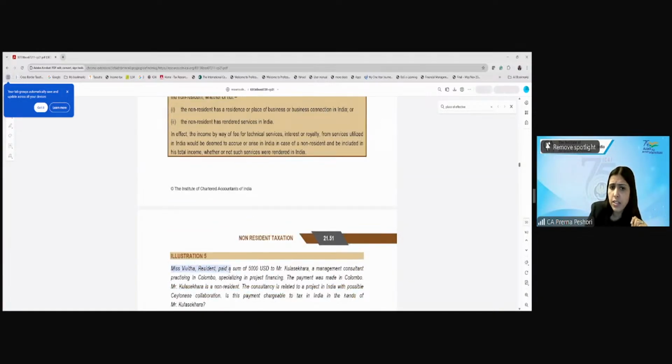Miss Vivata, resident, paid a sum of 5,000 USD to Kulakshra, a management consultant practicing in Colombo, specializing in project financing. The payment was made in Colombo. Mr. Kulakshra is a non-resident. The consultancy fee is related to a project in India with possible collaboration. Is this payment chargeable to tax in India in the hands of Kulakshra?